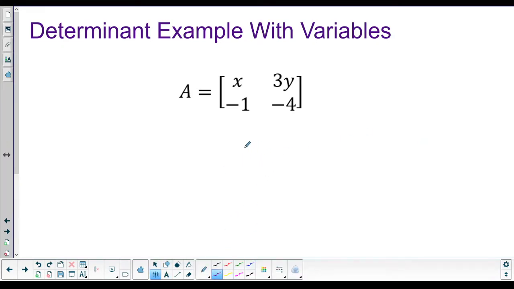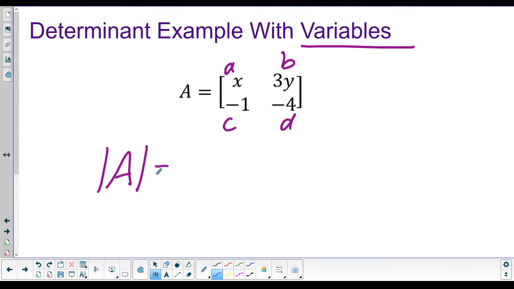All right, let's look at something a little bit scarier. For the determinant of this, this is where your homework is a little bit different from what you already know. Now they're going to go ahead and throw some variables in here. That doesn't matter. We still have A, B, C, and D. The determinant of A is still AD minus BC. So we're going to just fill those in and simplify like normal, if possible.